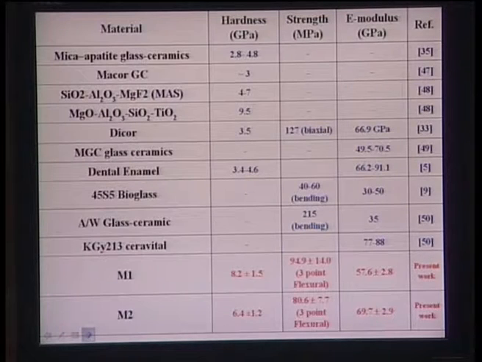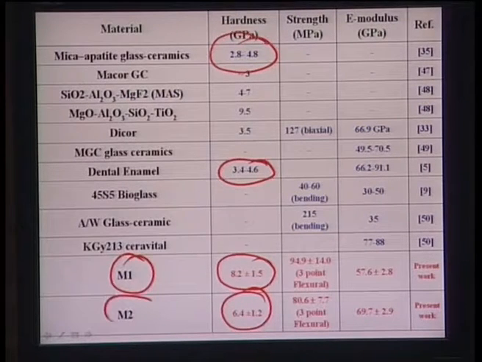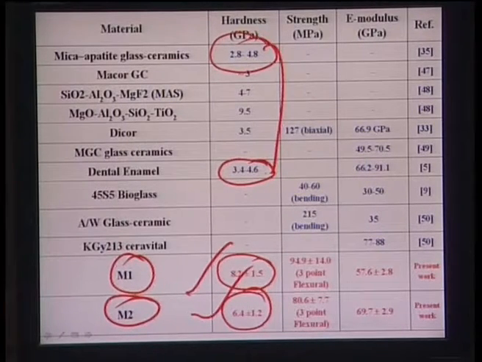Now if you compare the properties of these glass ceramic materials with other existing materials, what we notice here is that either mica based apatite glass ceramic, or MGC glass ceramic, or dental enamel, they have hardness values which are less than 5 gigapascal. At the same time, you have hardness values of 6 to 8 gigapascal, which were observed in our glass ceramics by varying the fluorine content. So these values are much better than those of the earlier developed materials already reported in the literature.